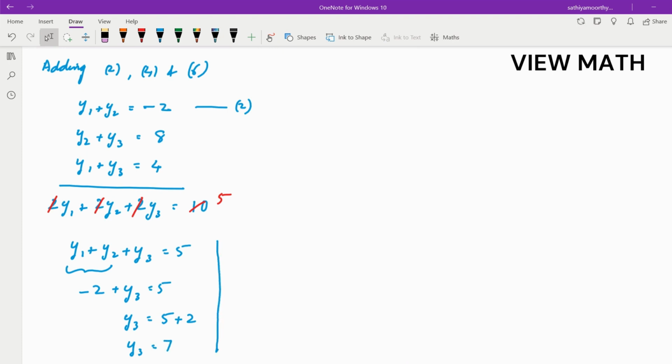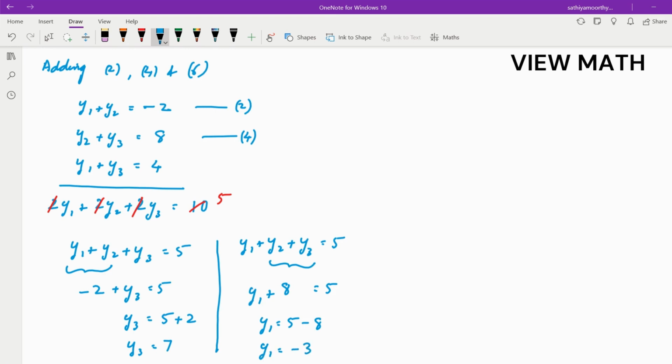Next, again let me write the equation. y1 plus y2 plus y3 is equal to 5. Now the fourth equation is y2 plus y3 is 8. This is the fourth equation. I'm going to substitute in this. y2 plus y3 is equal to 8, y1 as it is. y1 is equal to 5 minus 8 and y1 is equal to minus 3.